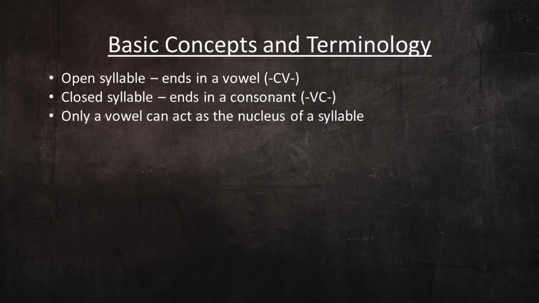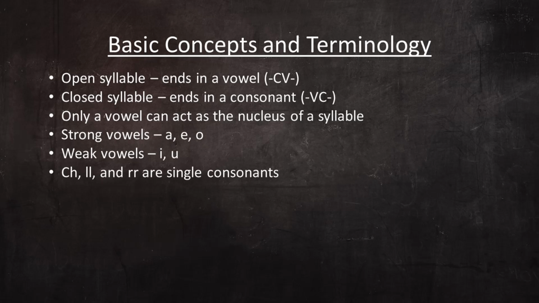The 5 Spanish vowels can be thought of as belonging to one of 2 categories, strong or weak. This classification is useful for understanding diphthongs, triphthongs, hiatuses, and the use of written accent marks. For purposes of phonetics, Spanish considers CH, L, and R to each be a single consonant, and the standard pronunciation of X to be 2 consonants.